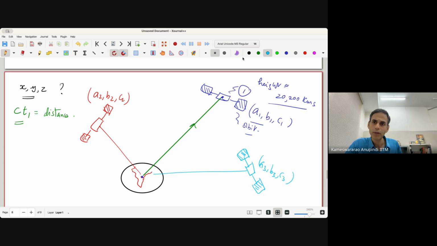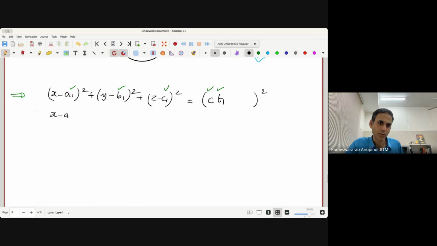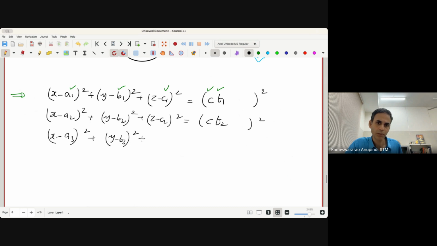So we have now essentially 3 equations. This is x minus a2 square plus y minus b2 square plus z minus c2 square equals c times t2 square. Similarly x minus a3 square plus y minus b3 square plus z minus c3 square equals c times t3 square. So we have now 3 equations and 3 unknowns. So essentially this is a system of nonlinear equations. It can typically be solved using the methods we have learned. We can solve for x, y, z from this set of equations.